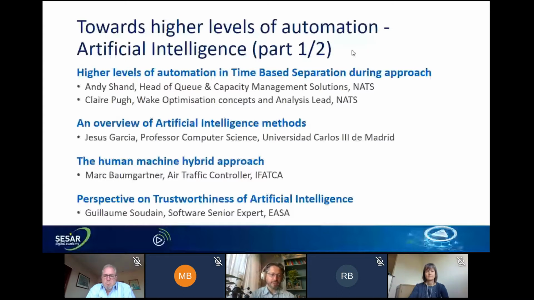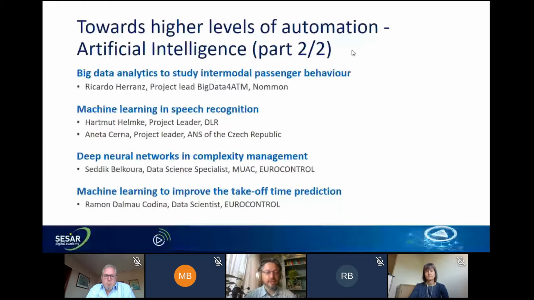This will be presented by Professor Jesus Garcia from the University Carlos III de Madrid, followed by the third presentation from Mark Baumgartner from IFATCA about the human-machine hybrids approach. And we conclude with a presentation by Guillaume Soudain from EASA about the perspective of trustworthiness of artificial intelligence. So this is about how do we certify, how do we make sure that it's actually safe if we go to higher levels of automation. On Friday, I'll not go into this in detail, but just as a teaser, we go more into the examples: four more examples about different areas of air traffic management where we see an application of artificial intelligence emerging.